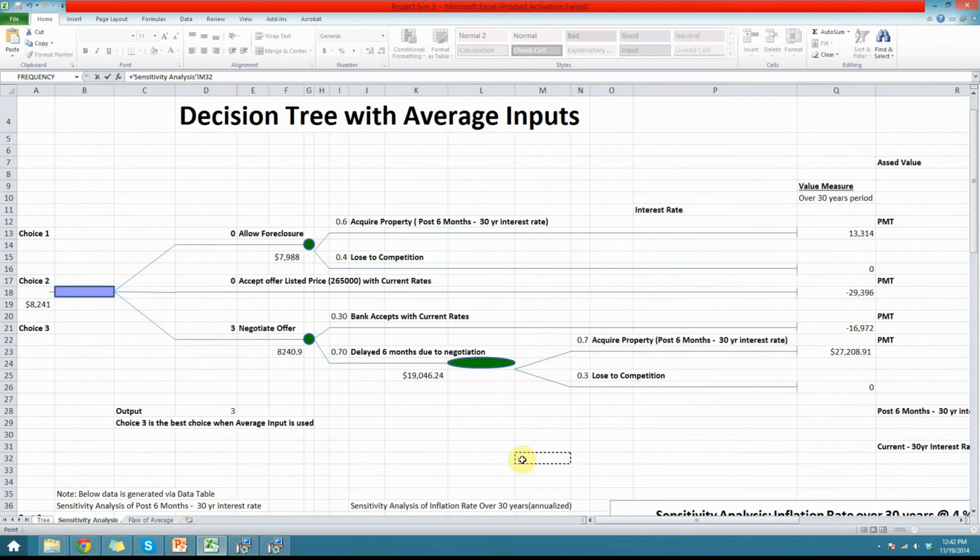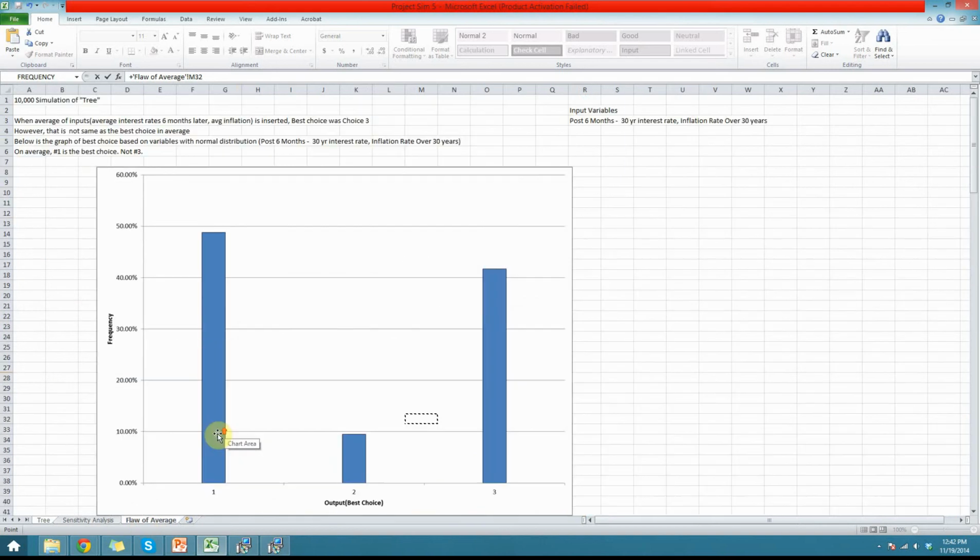So if you input the average value for this inflation rate or interest rate, the tree will basically tell us that option 3 is the best option. But if you actually run the simulation 10,000 times, you would get a chart basically saying that choice number 1 is likely to give you the profit most of the time, compared to choice number 3, which is what the average of the input tells you, which is a flaw of average.